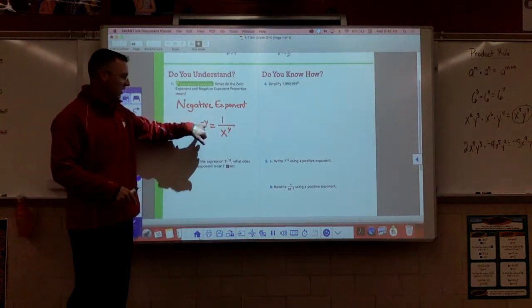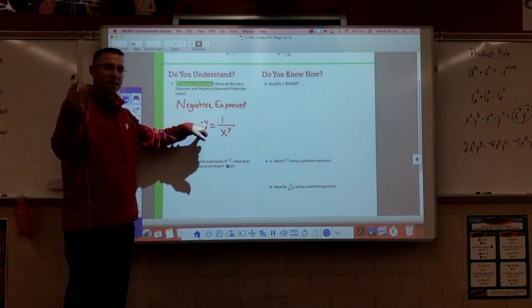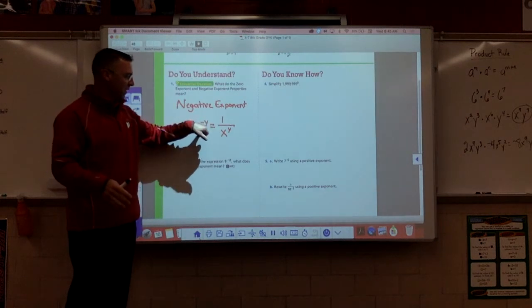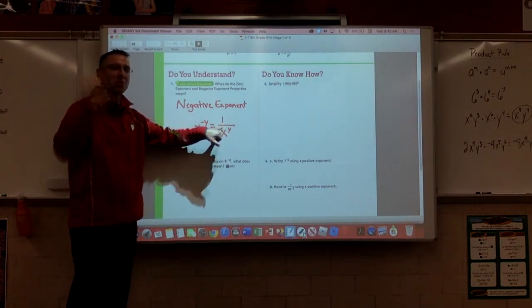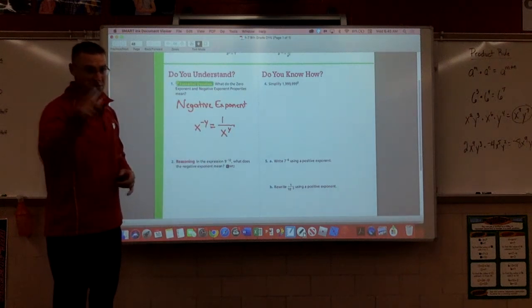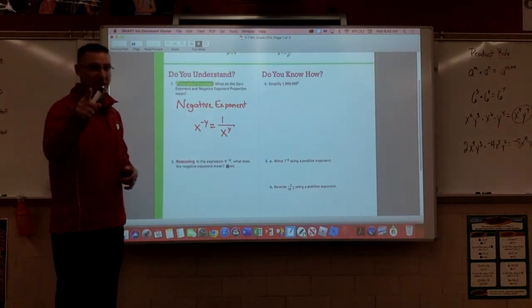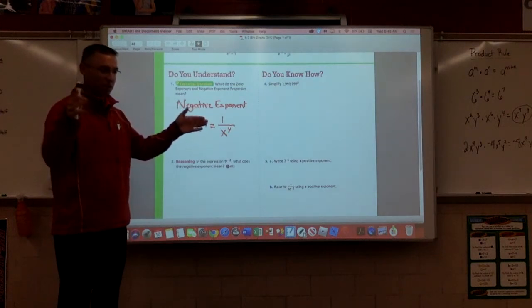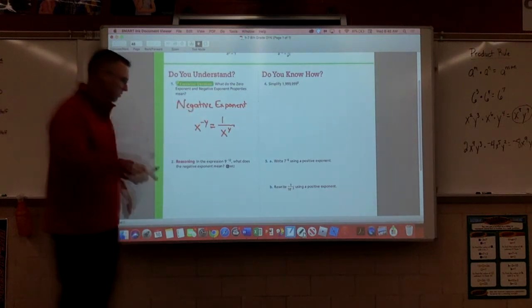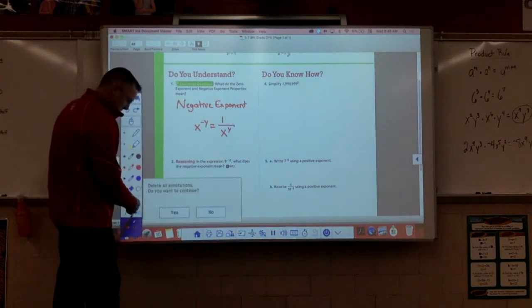Now, folks, negative exponents do not represent negative numbers. Negative exponents represent really, really small numbers. Really small numbers, but not negative numbers. They're numbers greater than 0, but less than 1. There you go. All right, moving on.